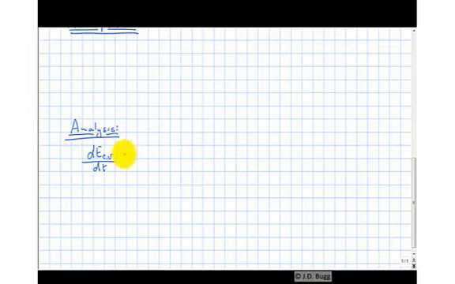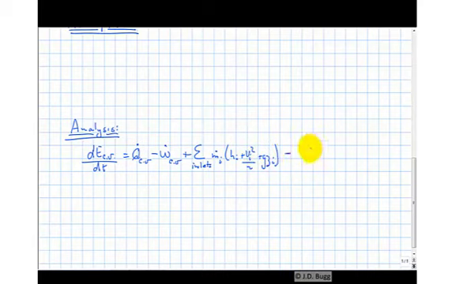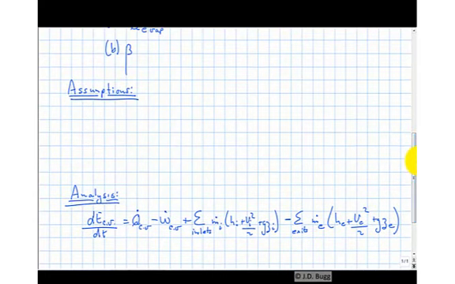The rate of change of energy in the control volume with respect to time is heat transfer rate minus work rate plus the summation over the inlets of mass flow rate times enthalpy, kinetic energy, and potential energy, minus the summation over the exits, m dot exit, h exit, plus V exit squared over 2, plus g z exit. So what assumptions can we make that apply to every component no matter what?